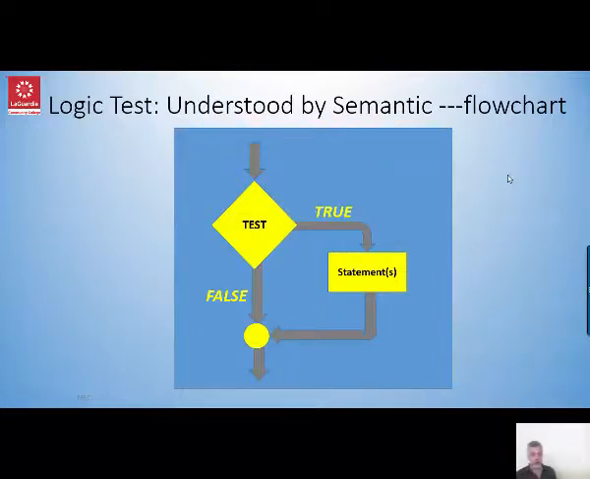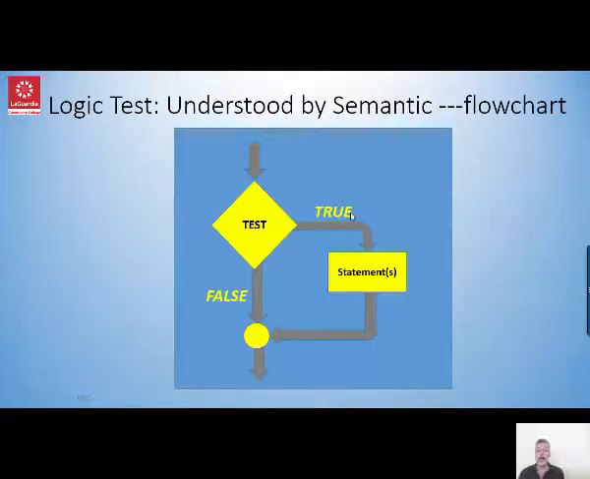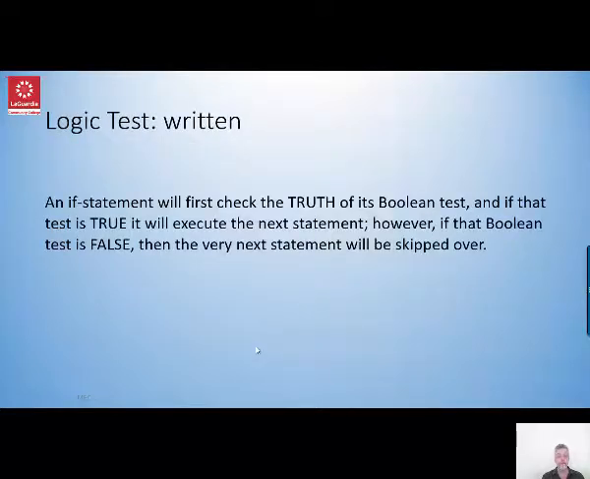That is, we just went through syntax. There's syntax, the form of it, but what does this mean, or what does it do? That's our semantics, our understanding in a flowchart. A test is conducted, we execute the statement or statements. If the test is false, we skip those statements.